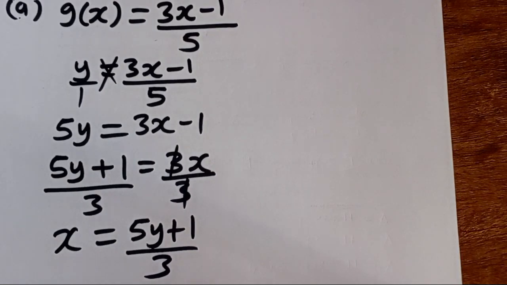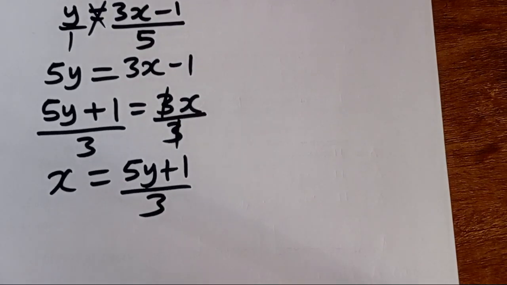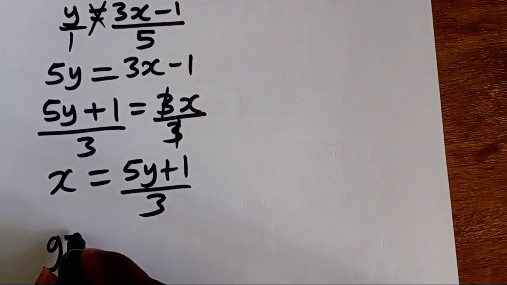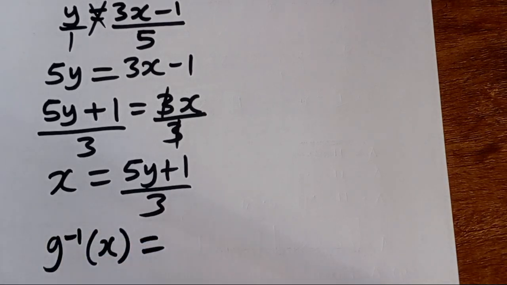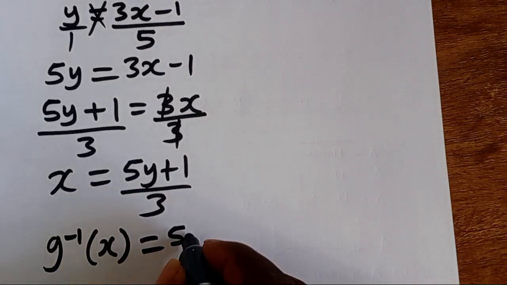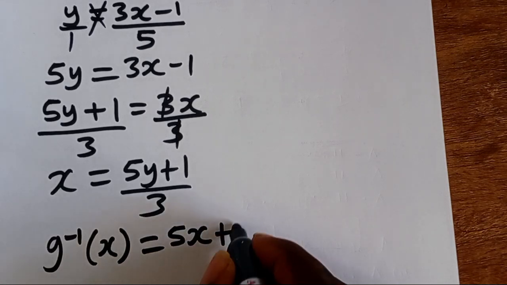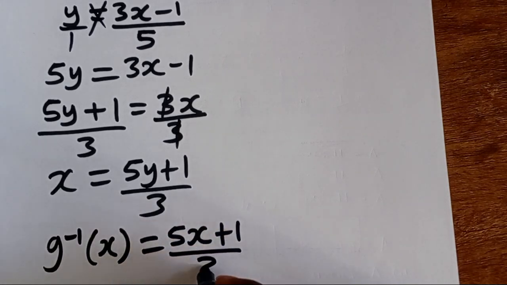Then the last step, we said replace y with x. So g inverse of x equals, where there is y, you replace with x. So you have 5x plus 1 over 3. So this is the answer.